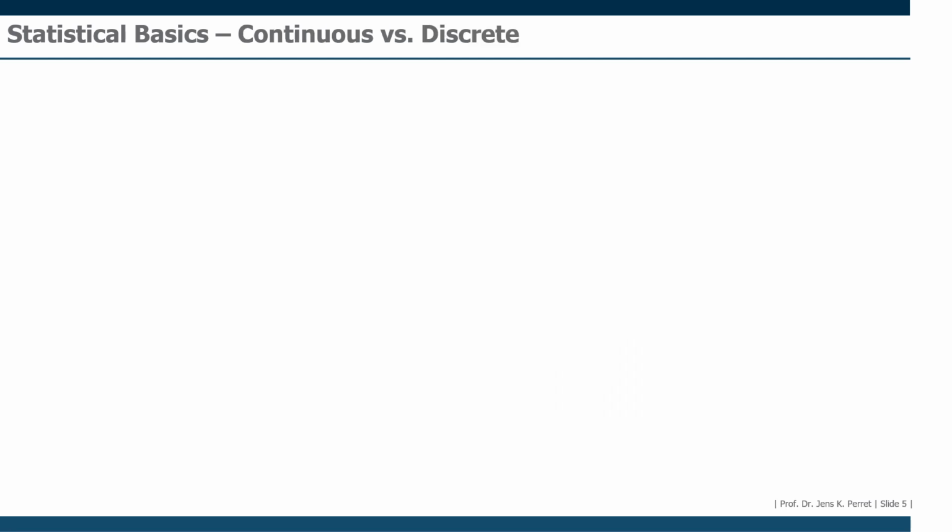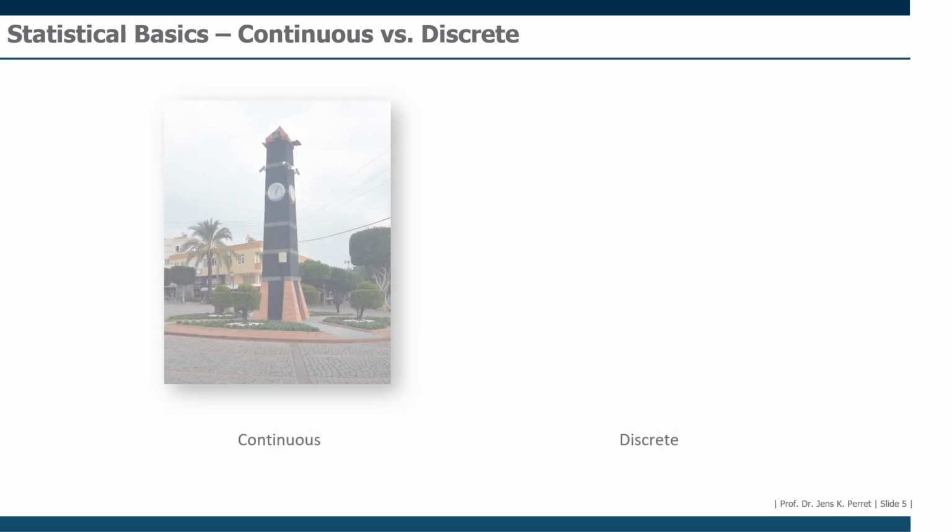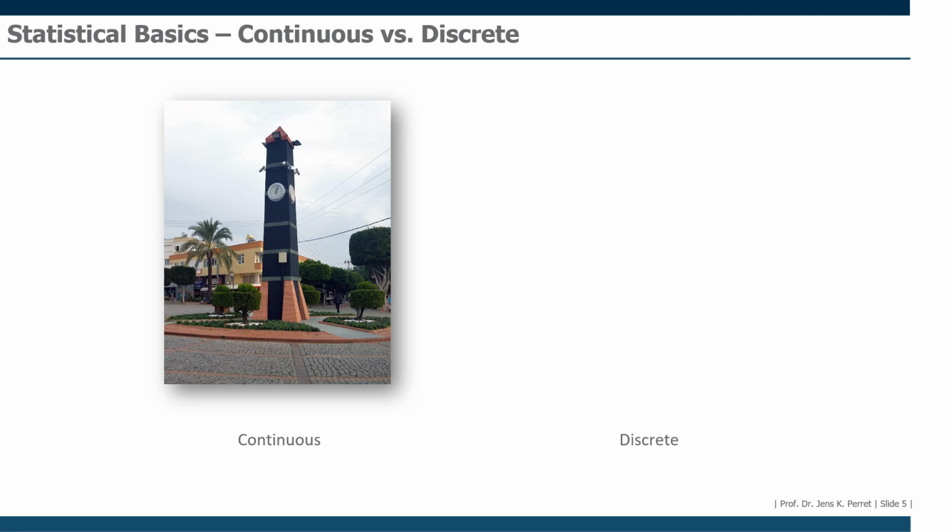Then we have the difference between continuous and discrete data. Continuous data is something where you can make the distance smaller and smaller, and it doesn't matter how small the distances become. For example, with time. We could say we measure this in years, or in days, or in hours, or in minutes, or in seconds, or in parts of seconds. So we can always make this smaller and more detailed in each step.